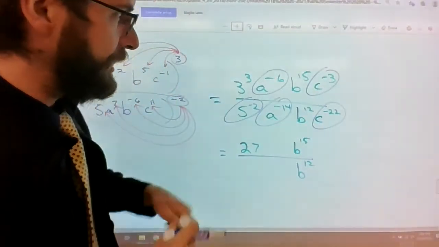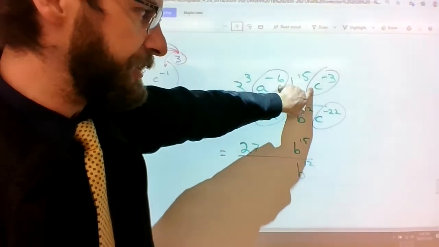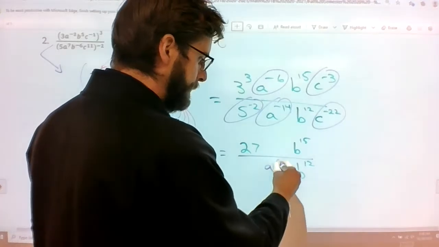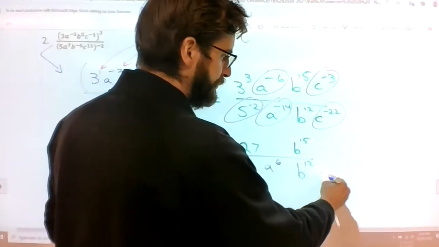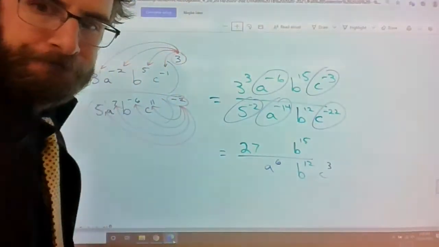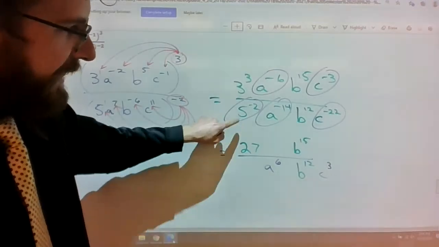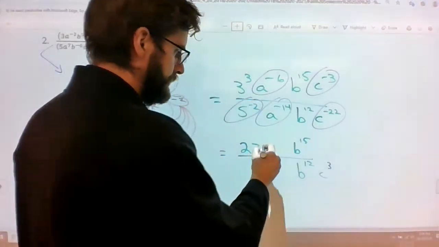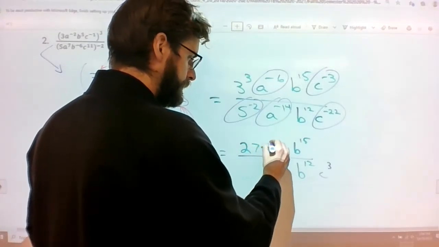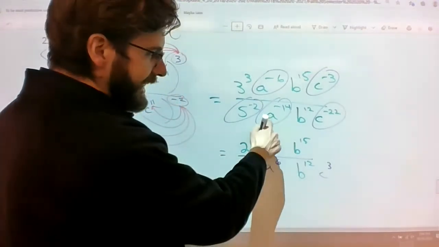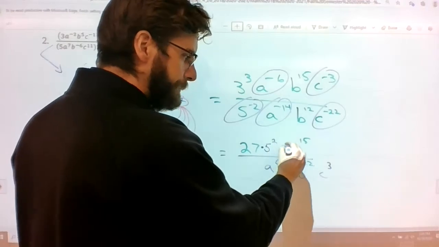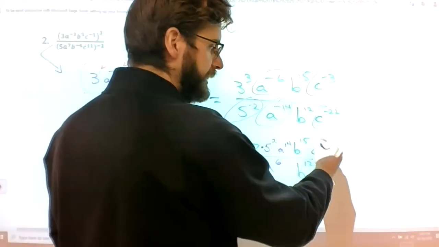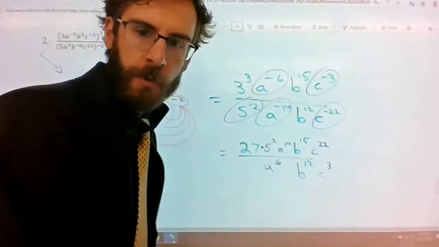Now I'm just going to put the top negative exponents on the bottom. So it's going to be a to the positive 6 on the bottom, c to the positive 3 on the bottom. And then it's going to be 5 to the positive 2 up top, a to the positive 14 up top, and then c to the negative 22 is now c to the positive 22 up top.